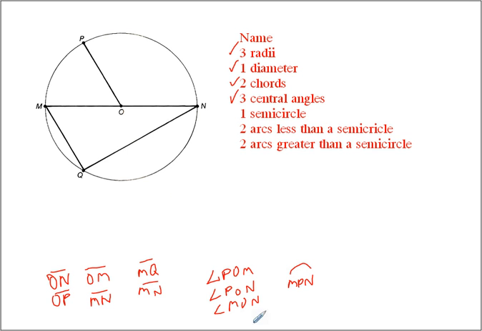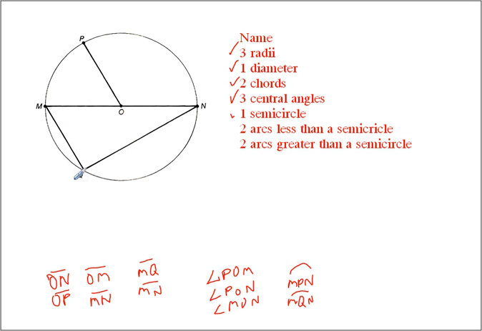By the way, extra credit here. Another one here is M, Q, N, and that would be there. So we got actually two semicircles. Now, two arcs less than a semicircle. So I'm looking for two arcs that are smaller than a semicircle.